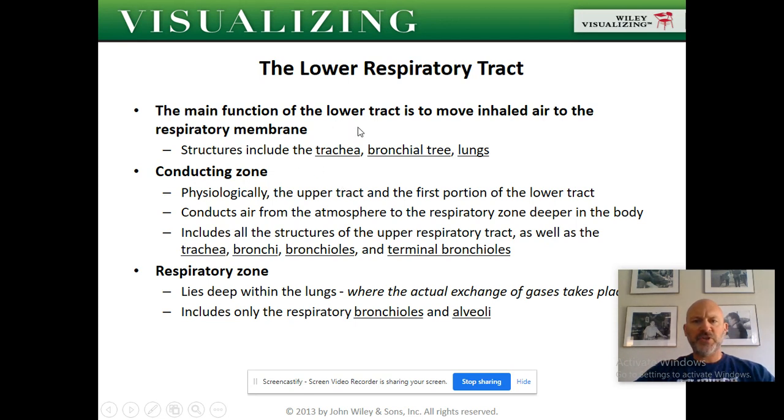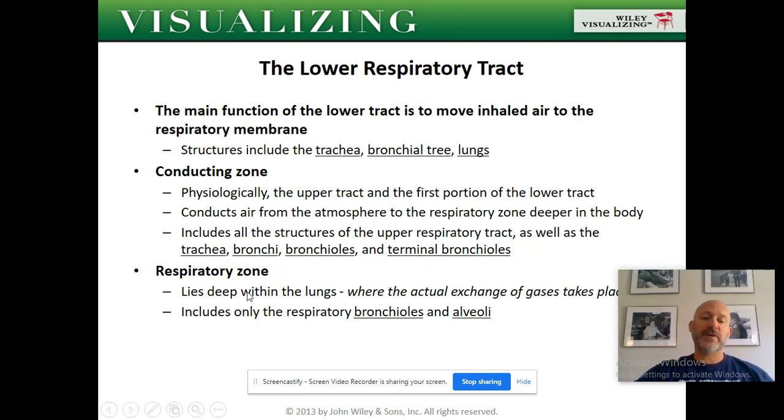All right, so the main function of the lower respiratory tract now, as opposed to the upper respiratory tract, is to move the air that we are inhaling to the respiratory membrane. So we have to pass air through the trachea, through the bronchial tree, which diverts the air into two lungs. And then once inside the lungs, it goes through the conducting zone, right? So that's the trachea, bronchi, bronchioles. Inside the lungs, the bronchioles split into secondary bronchioles, tertiary bronchioles, and finally terminal bronchioles.